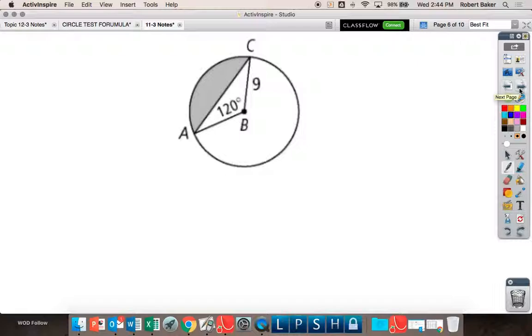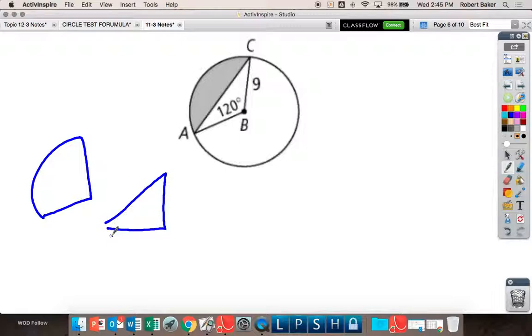Wait, so you have to find, you fell off the track. You have to find the area of the crust of the pizza, not just the area of the whole pizza. Okay, let's do this pictogram here. We already know how to find the area of it. We just learned how to find the area of a sector, right? Well, there is also a triangle inside of that sector. So I do the area of the sector minus the area of the triangle, and it's going to equal the area of the wedge.